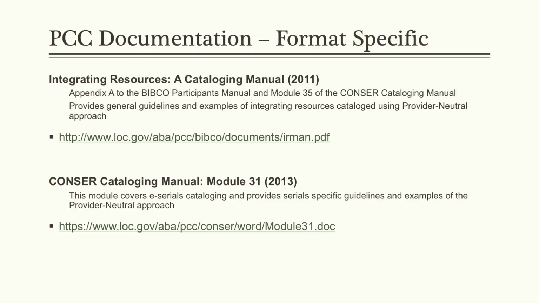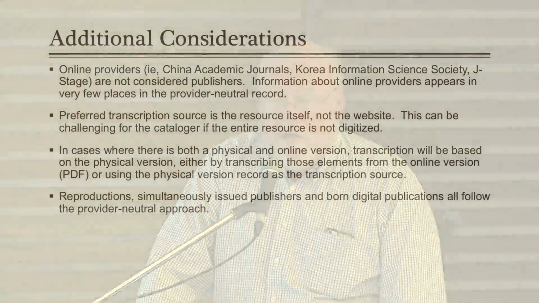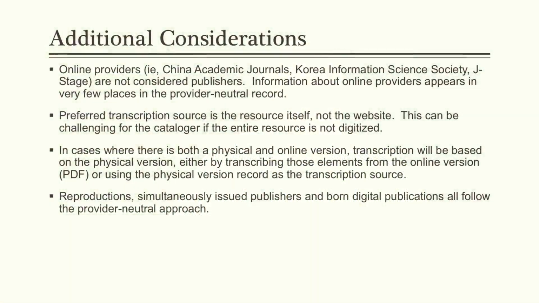There's also, within the Integrating Resources Cataloging Manual, examples and a section on the provider-neutral approach. And within the CONSER Cataloging Manual, there's also Module 31, which is cataloging electronic serials. There's also a section on following the provider-neutral approach. So those are the resources that you can use to support your work with cataloging online resources.